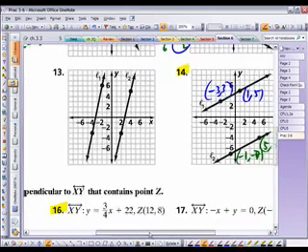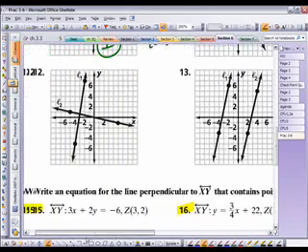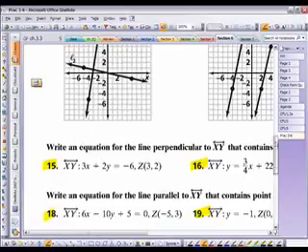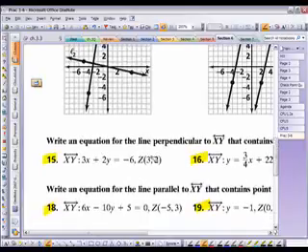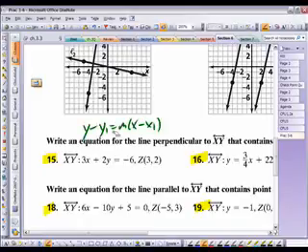Okay, now we want to write some equations. The easiest way to write equations, if you're given a point, is to do it in point-slope form. So just to review real quickly, let me write point-slope form here. y minus y1 is equal to m times x minus x1, where m is the slope and x1, y1 is a point on that line.